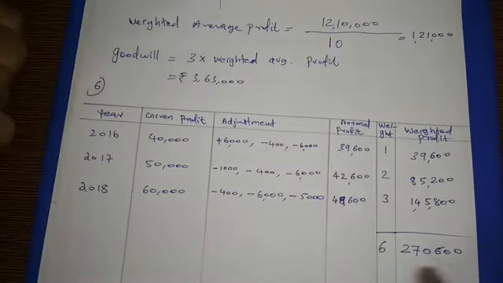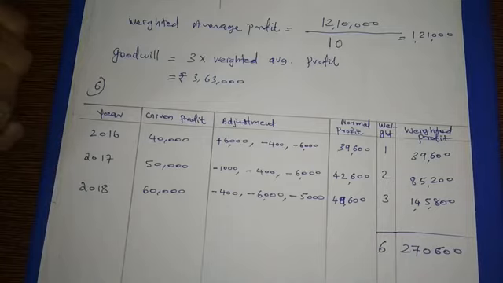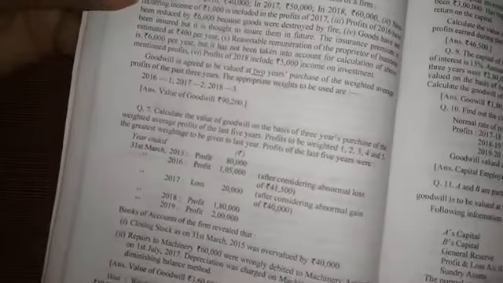Okay, so this much only I solved. You have to find out a weighted average profit. Next line you have to find out a goodwill. We will get the correct answer. Okay, question number 6 is over. Then we are going to question number 7. 7 also I will read one time, but one time reading is not enough. You have to read 2 or more times, till you understand properly.